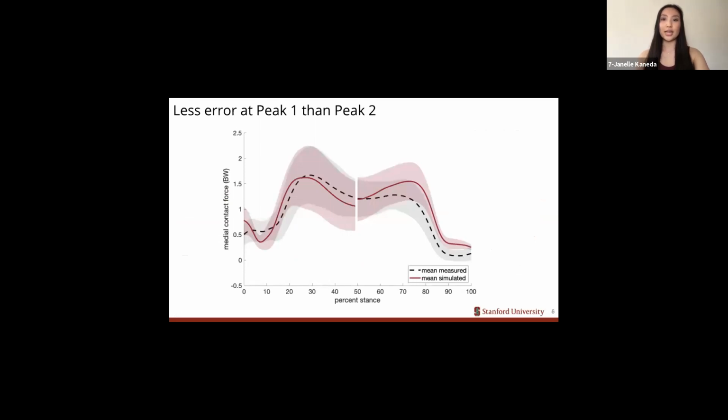Overall, our simulations had less error at peak 1 than peak 2. Shown here is medial contact force versus percent stance phase for mean measured force in black and mean simulated force in red. The mean absolute error, or MAE, across all 115 trials at peak 1 was 0.16 body weights, where we tended to underpredict compared to the measured force. The MAE at peak 2 was 0.31 body weights, where we tended to overpredict.